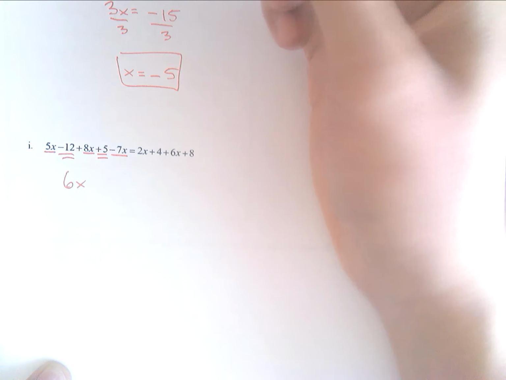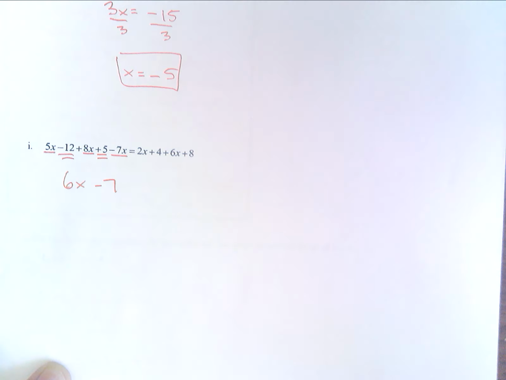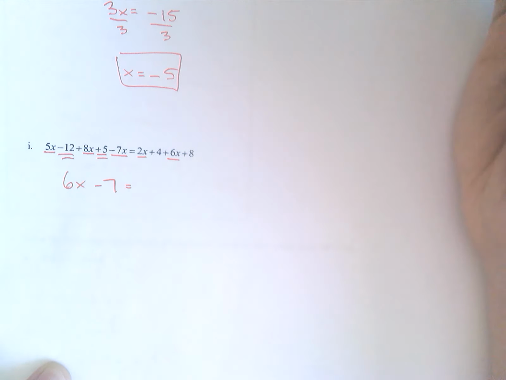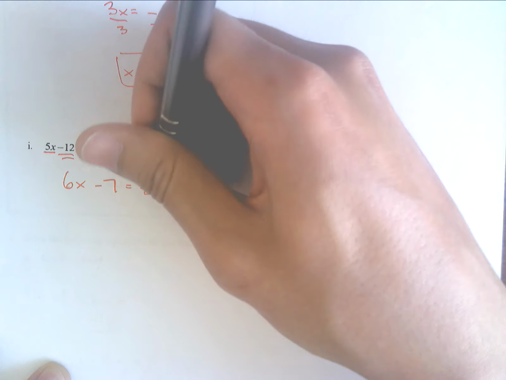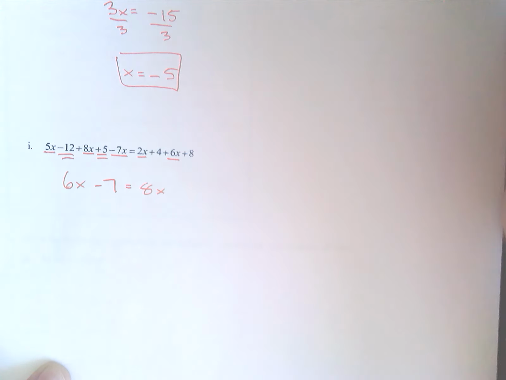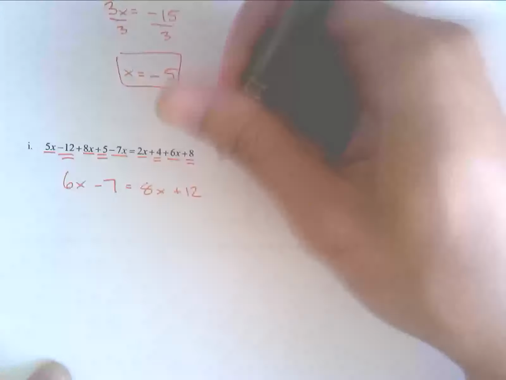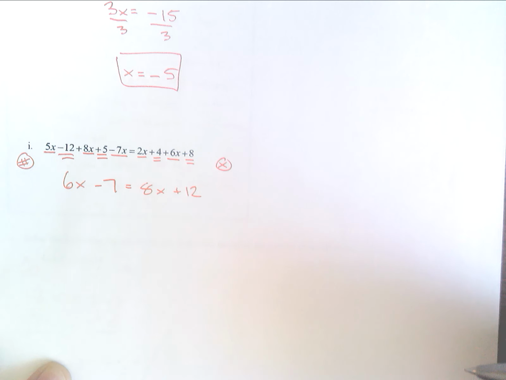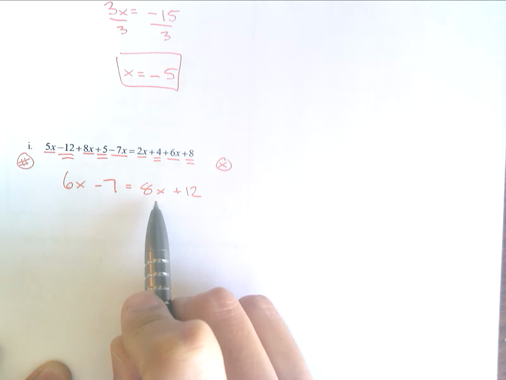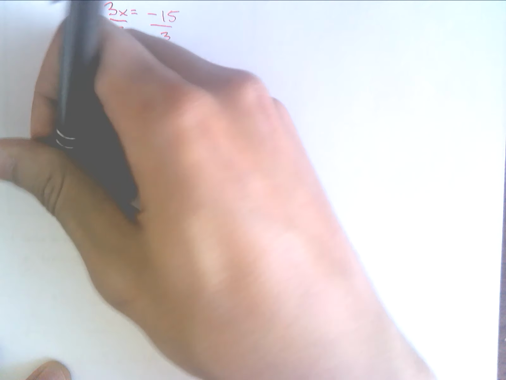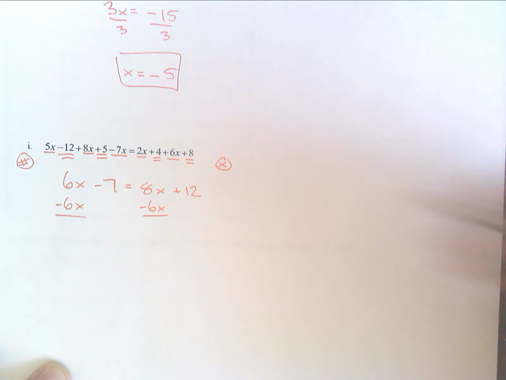You can plug that in your calculator. You get negative 7. On the right-hand side, 2x and 6x. 2 plus 6 gives us 8. We have 8x. And then we also have 4 plus 8 gives us 12. So plus 12. Now, let's say the right side is variables and left side is numbers. So we have to move this over to the other side. So in order to move this 6x to the other side, we subtract 6x from both sides. So on this side, it cancels.